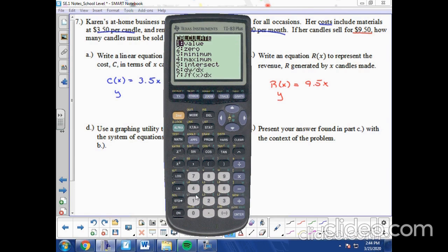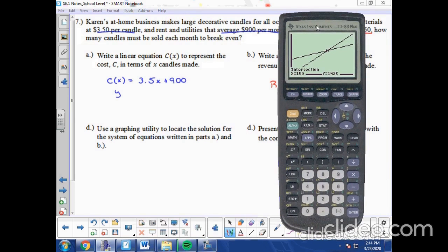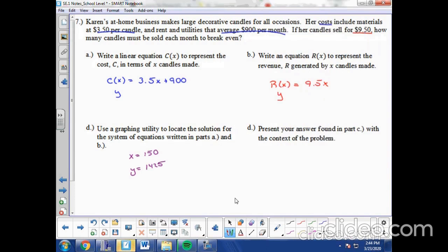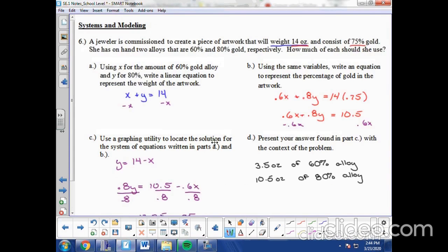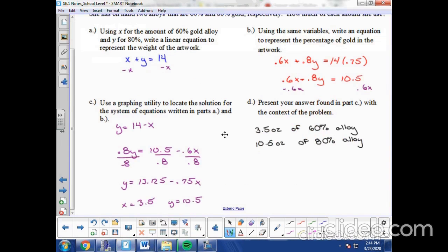So second, trace, intersect, hit enter on the first curve, the second curve, and no need to guess. And there we have the intersection point. So x equals 150, y equals 1425. So it says present your answers found in part C with the context of the problem. Well, on the last problem, we were looking for two answers, basically. We were looking at how much of each alloy we need.